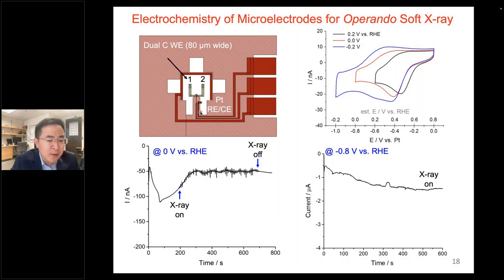The rest of the design of the reference and counter electrodes is the same as the liquid cell TEM chip. The first thing to verify, which I'm showing you here, is the cyclic voltammetry of carbon nanoparticles with different lower potential limits, and the critical number to remember is that the reduction peak is around 0.3 volt versus RHE.